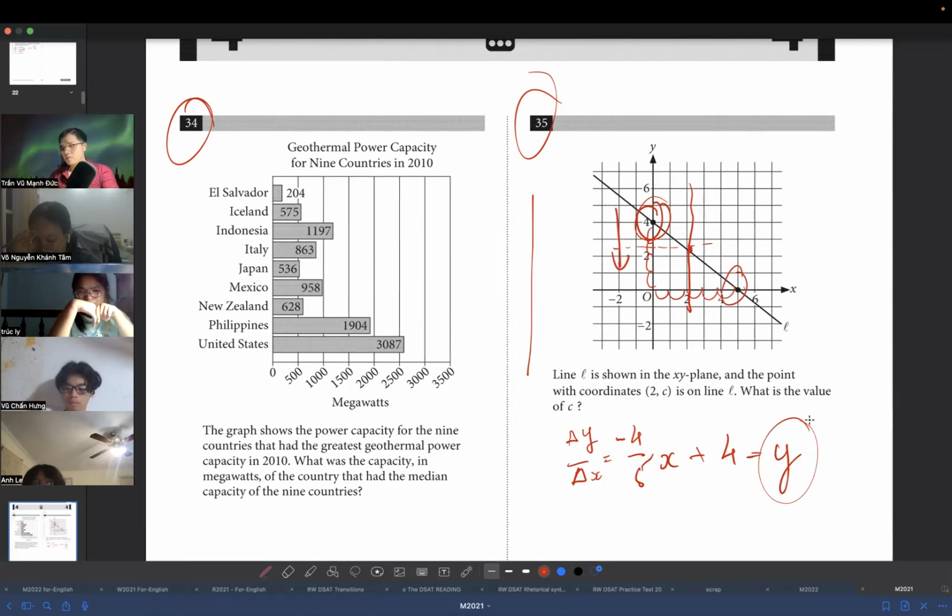X equals 2, and I get minus 4 over 5 times 2 plus 4. I don't really have my calculator with me. Wait a second. Wait, let me just turn this on real quick. Minus 4 over 5 times 2 plus 4 is 2.4 exactly.